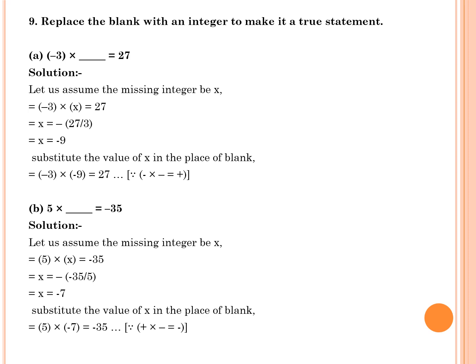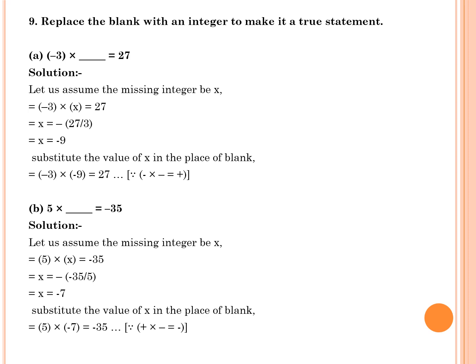Substitute the value of x in the place of blank. That is -3 into -9 gives you plus 27. That is, two negative integers, when you multiply, you get a positive result. B question. 5 into blank gives you -35. Solution for this problem is, let us assume the missing integer be x. That is 5 into x gives you -35, which means x is equal to -35 by 5. x is equal to -7.